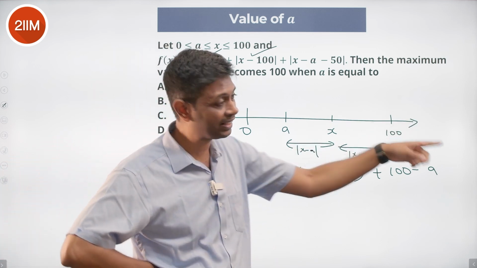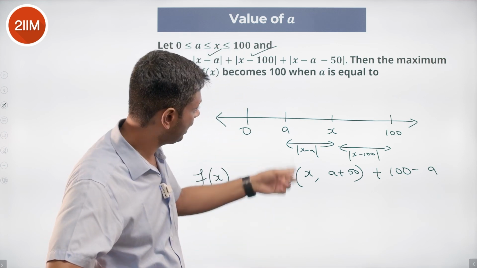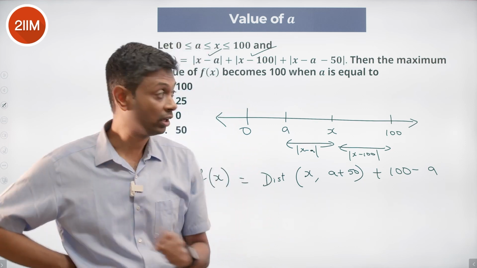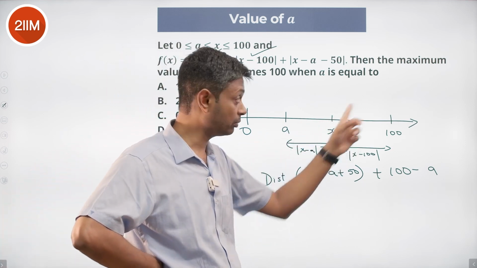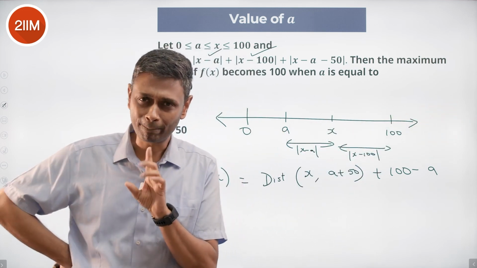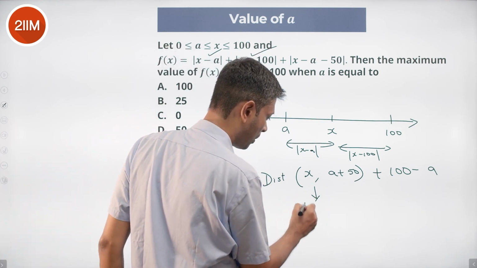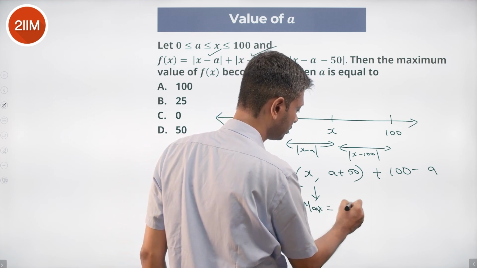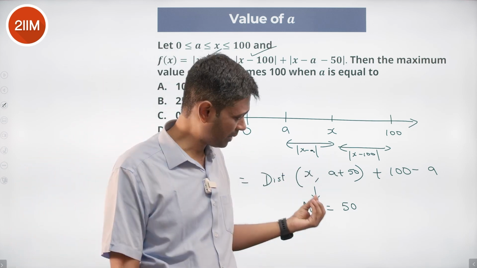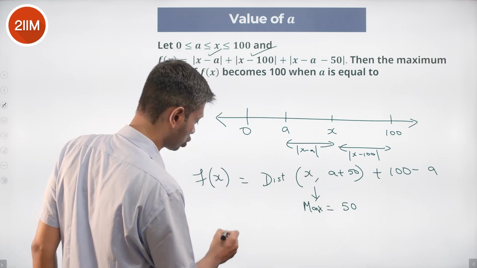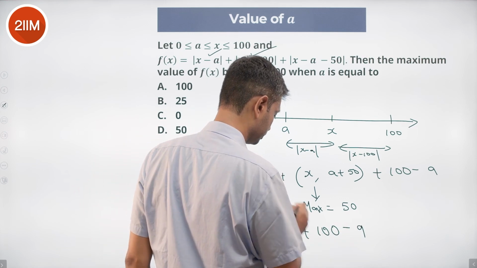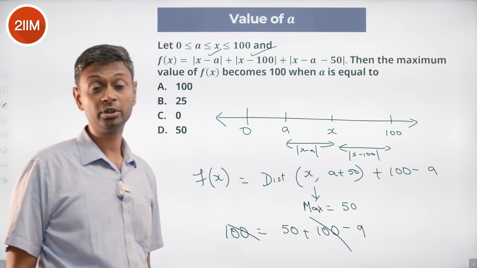If x were greater than a plus 50, then we'll have 0, a plus 50, x. Then x and a plus 50 cannot have a distance of 50. Why? Because if a plus 50 were 50, x would be 100. That's not possible, because a plus 100 will be more than 100, because 0 is less than or equal to a. So this maximum would be 50 when x is at a, and the a to a plus 50 distance is 50. So this maximum is 50, or when the maximum goes to 100, 100 is equal to 50 plus 100 minus a, or this maximum is when a is equal to 50.